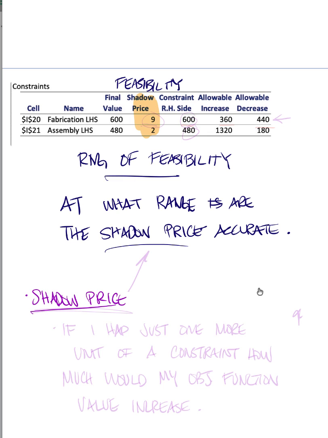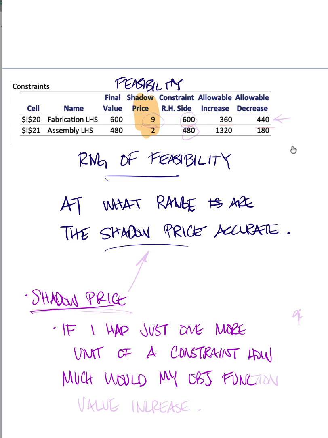Shadow price answers the question of, if I had just one more unit of a constraint, how much would my objective function value increase? Just to note here, in this example, I'm talking about having one more unit of constraint.